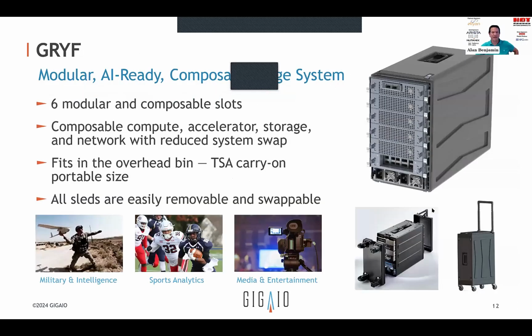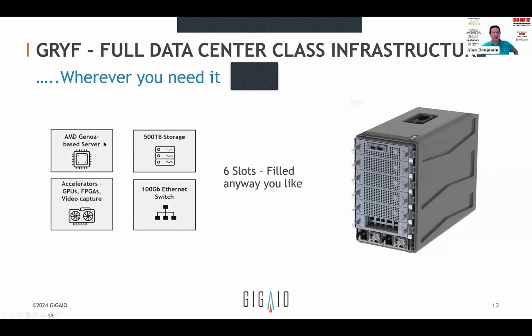So here's what we call GRIF. It is a modular system, wheels, handle, it literally can go anywhere. The individual sleds themselves are full Genoa-based servers. They can be up to 500 terabytes of storage, and as the storage guys, we're now hearing about storage options that in the very near future will make an individual sled here up to a petabyte.